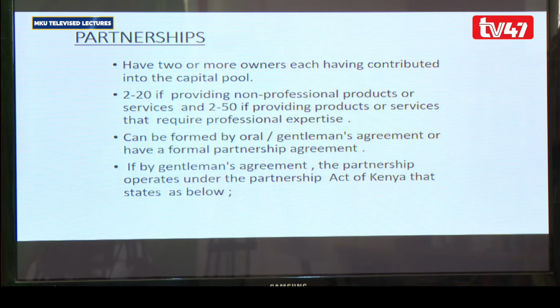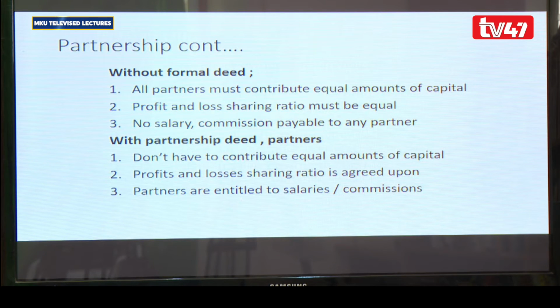Number one, it can be formed through what we call a gentleman's agreement, an oral agreement. In that way, they don't make a formal agreement. If they do not make a formal agreement, they must agree to be guided by the Partnership Act of Parliament, that is an old one, but it states as follows: every partner, if they don't have a formal agreement, they all must contribute equal amounts of capital. They share profits and losses equally.